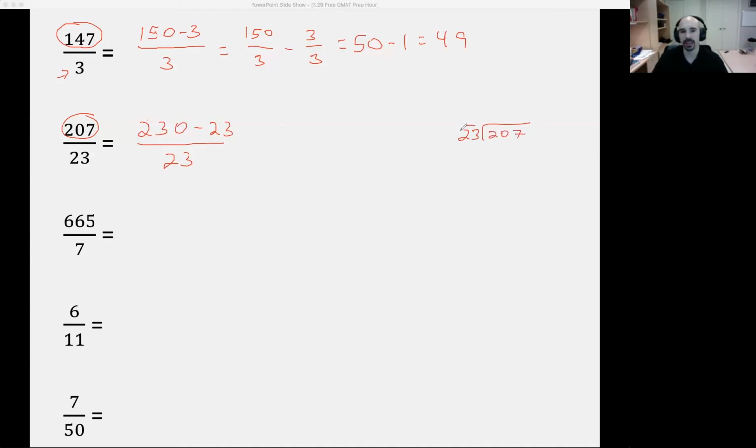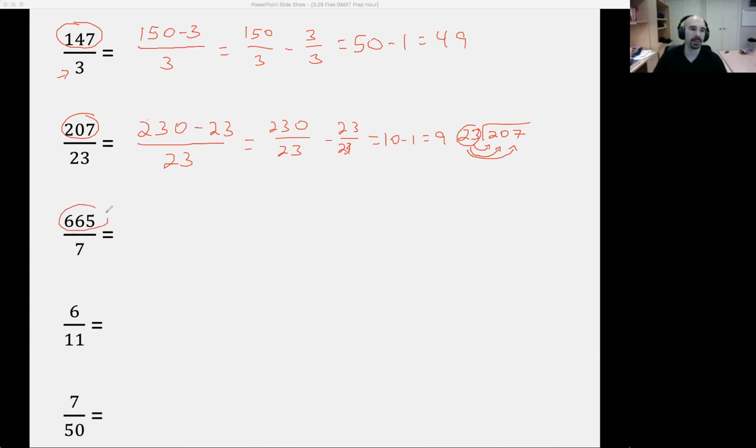No. Does 23 go into 20? No. Does 23 go into 207? Well, that was the question to begin with. So long division is completely useless in this case. And I think that that's why the GMAT chose the numbers that would make it useless. Whereas if you do this kind of thing, it's extremely easy. That will give you 10, and that will give you 1. So the answer is 10 minus 1 is 9.